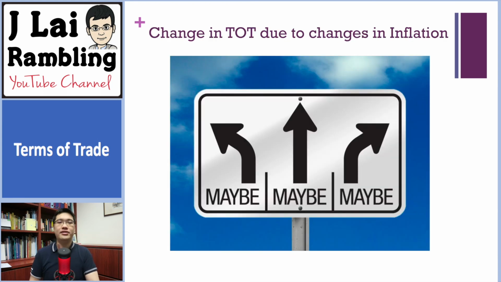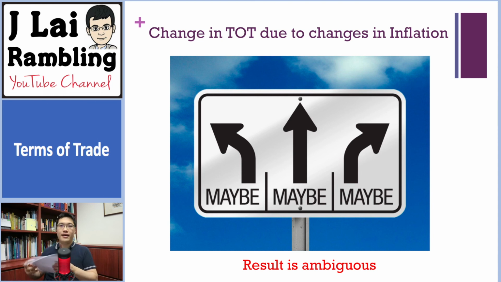What about changes in terms of trade due to changes in inflation? Well, the result is ambiguous. Why? Let me look at my notes. I really forgot. You can't expect me to know everything, right?